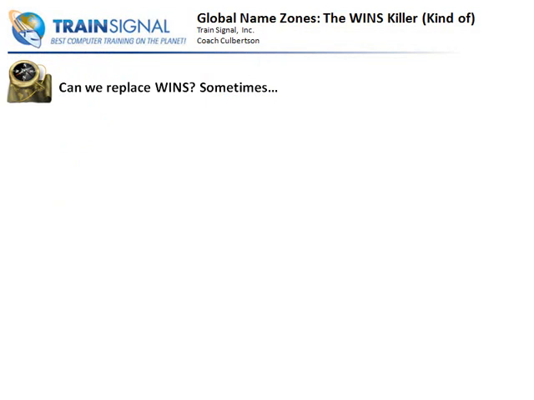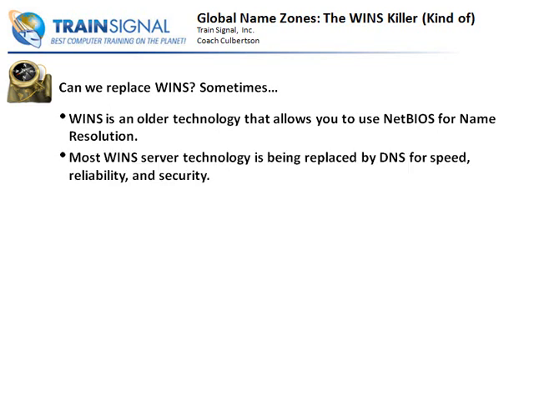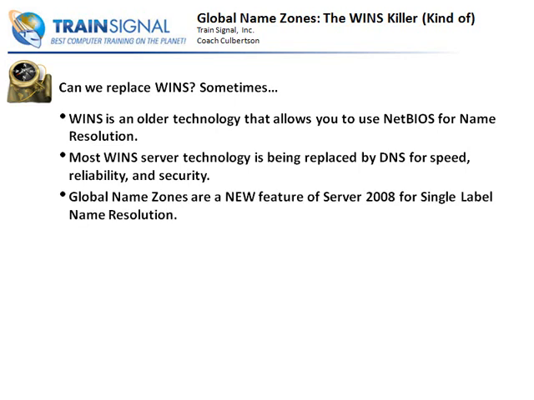In the old days, we used to have a name resolution technology called WINS, an older technology that allows us to use short names to resolve or look up IP addresses. Now, most WINS server technology is being replaced by DNS, primarily for reasons of speed, reliability, and security. All right, because WINS was not that secure, to say the least. Global name zones are a brand new feature of Server 2008 for what we now call single label name resolution.